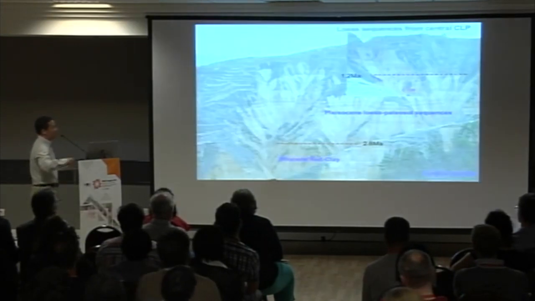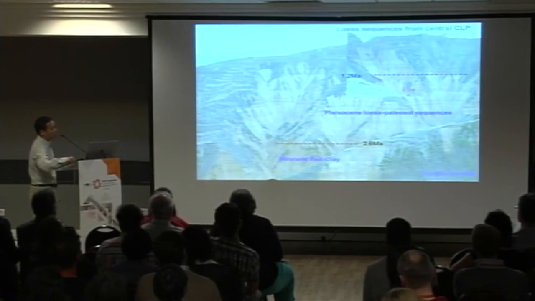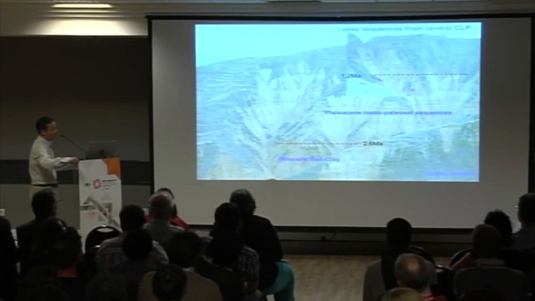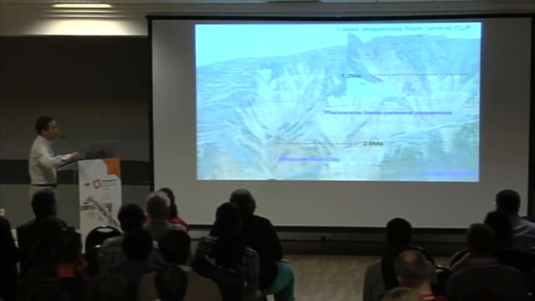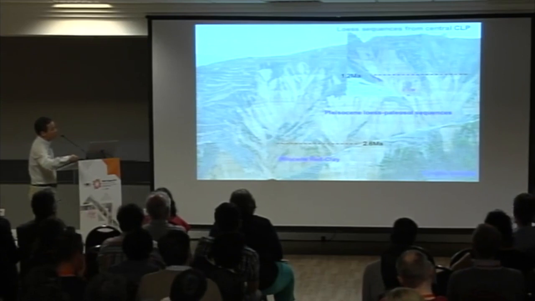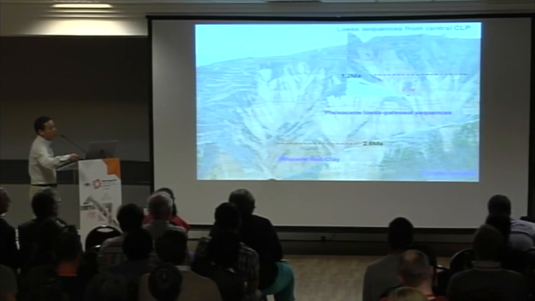Here is a picture from the central Loess Plateau. Just pay attention to the critical boundaries. One is here: this is the Pliocene red clay, you see the reddish layer here. And then here is the Quaternary loess-paleosol sequence. And then here is another boundary, at 1.2 million years. This is what we are interested in, the MPT.